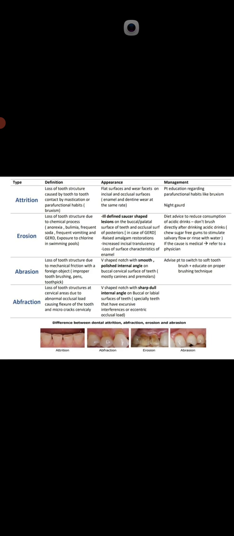Now come to the second type, which is erosion. Loss of tooth structure due to chemical process.